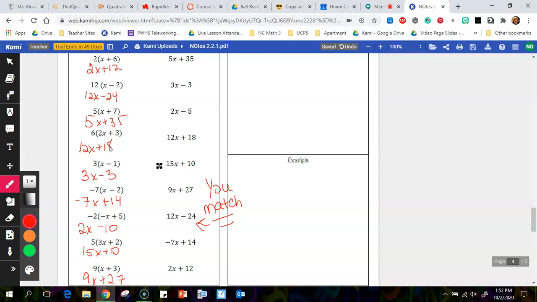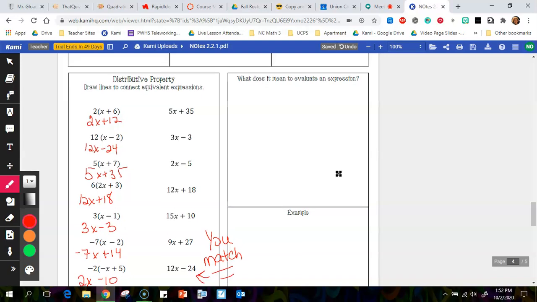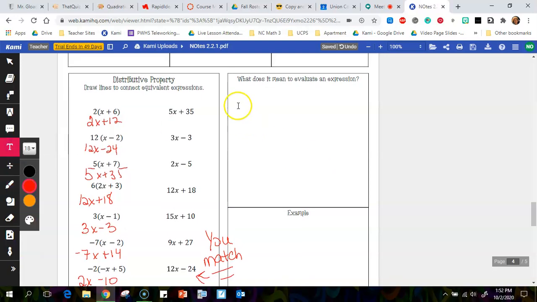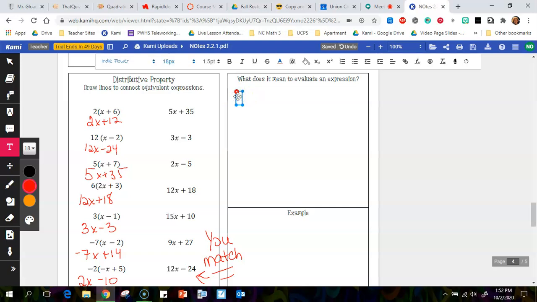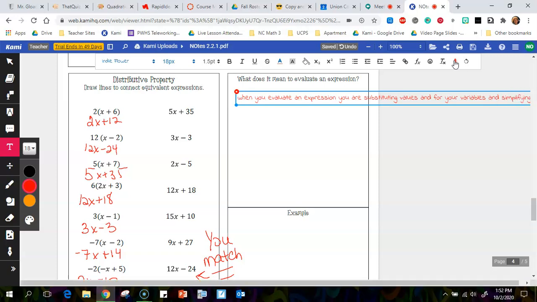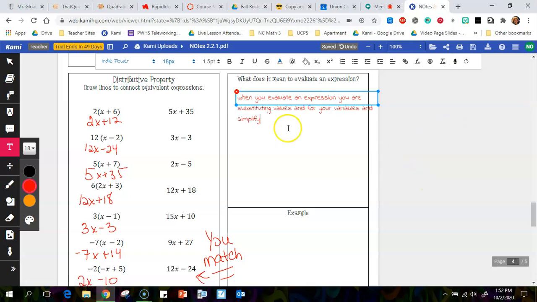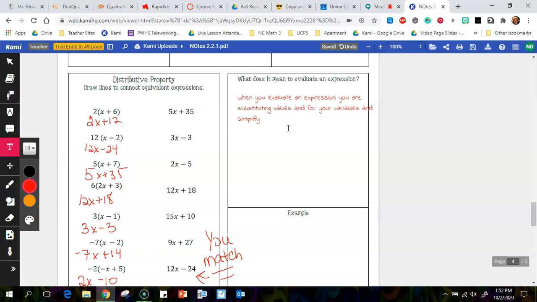What does it mean to evaluate an expression? Again, we've done some of these. Evaluate is where you plug in the numbers for the letters. When you evaluate an expression, you are substituting values in for your variables and simplifying.